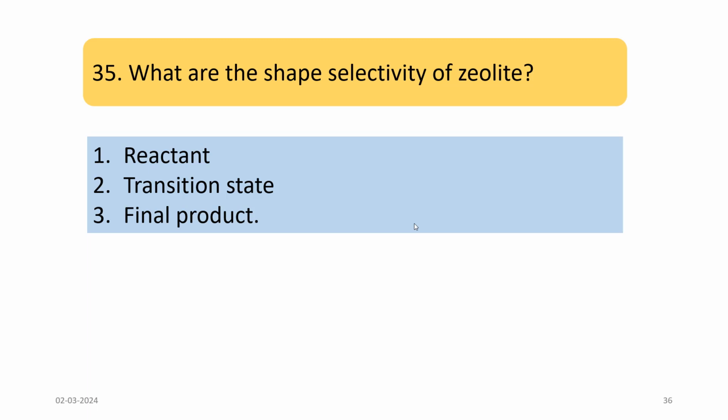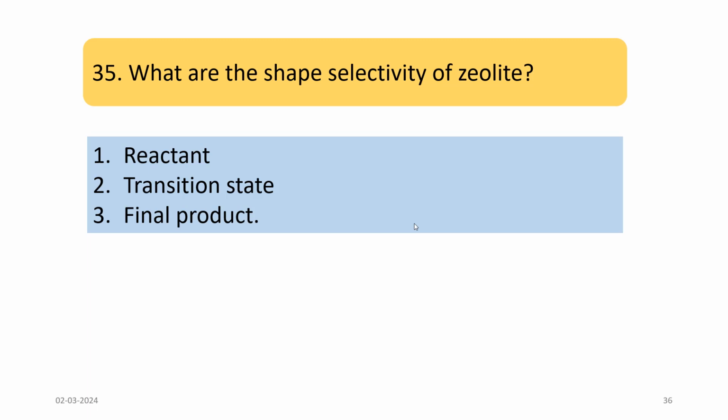In the reactant selectivity, what happens? Molecules with dimensions smaller than the pores may enter and react in a mixture of feed molecules. So, any kind of reactant whose size is more than the pore size of a particular zeolite cannot react. So, here it is the reactant selectivity. Transition state selectivity, paths with certain transition geometries will be functional.